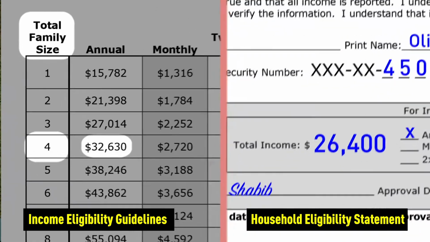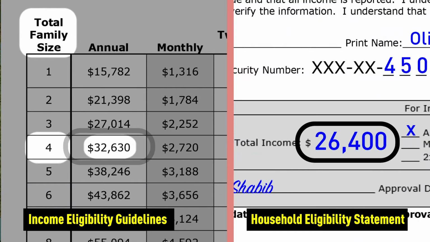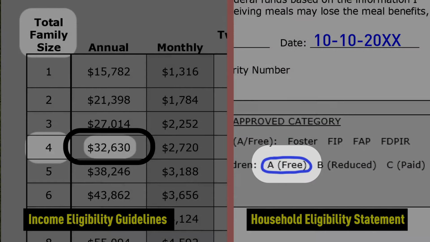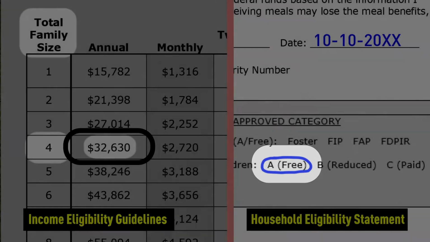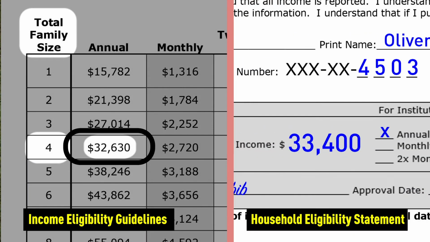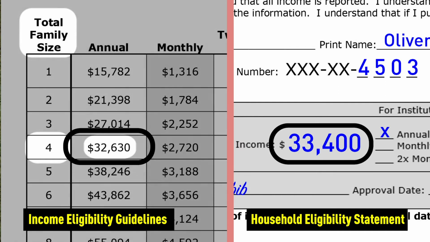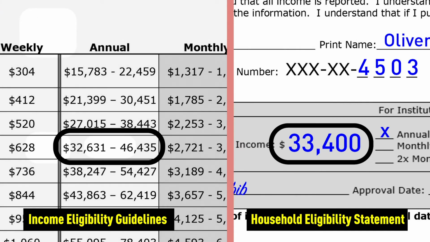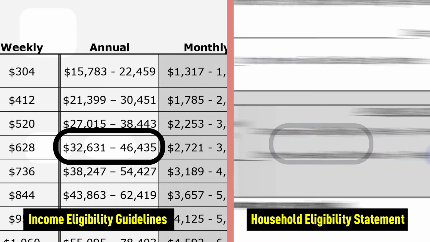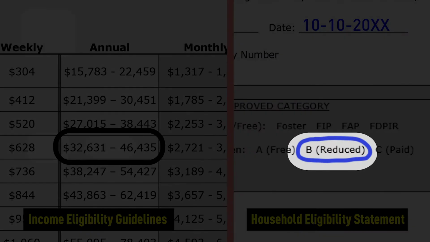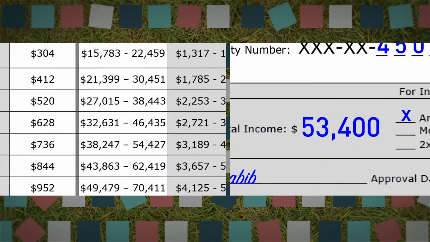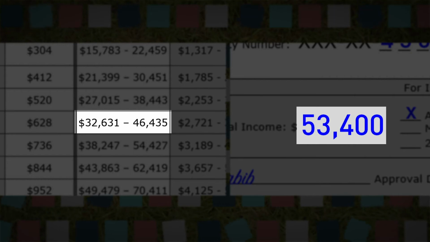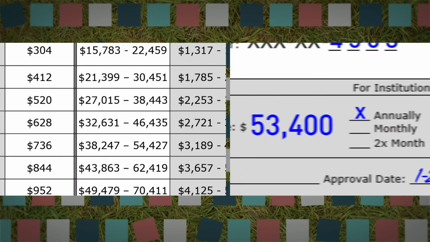If the annual income of the family is below this number, in our example it is, the family has qualified for Category A, which means free meals, and we will circle that in the Approved Category box. If the income were to be a bit higher, we would see that they don't qualify for free meals at this income level, but they are still available for reduced price meals, Category B. Finally, if the income numbers are too high, we'd see that the household qualifies for paid meals, Category C, the lowest rate of reimbursement.